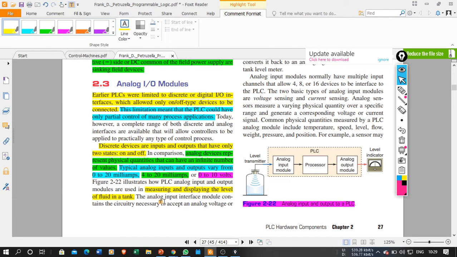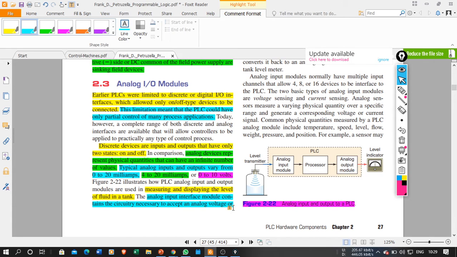The analog input interface module contains the circuitry necessary to accept the analog voltage. Okay, so what is in the analog input module? As we have already discussed, my controller does not understand the analog signal. Okay, माझा controller जो आहे PLC आहे त्याला analog कळत नाही. PLC will understand only digital signal.